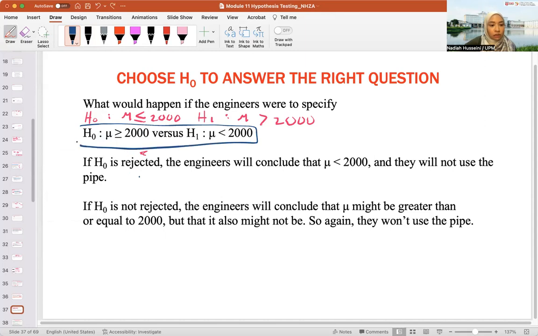So what happens if we reject the null hypothesis? Is there any indirect statements involved? So if H0 is rejected, goodbye. So we are talking about this one. The engineers will conclude that the mu is less than 2000. And they will not use the pipe, obviously, because it is less than specification. So if H0 is not rejected, we need to say, I am saying yes to this. The engineers will conclude that mu might be greater than or equal to 2000, but that it also might not be. So again, they won't use the pipe.